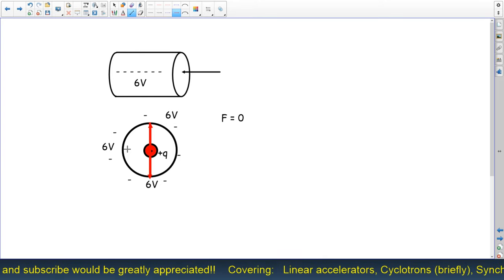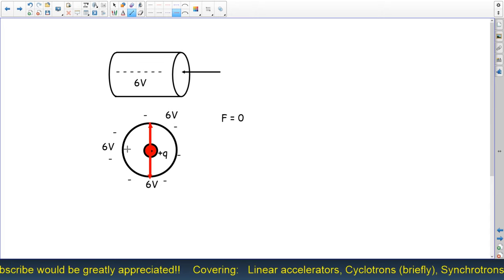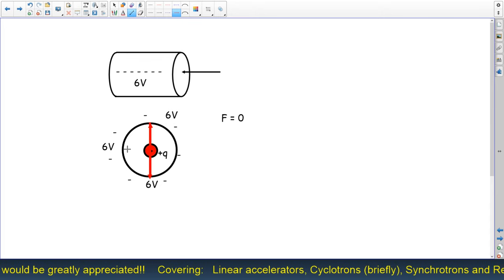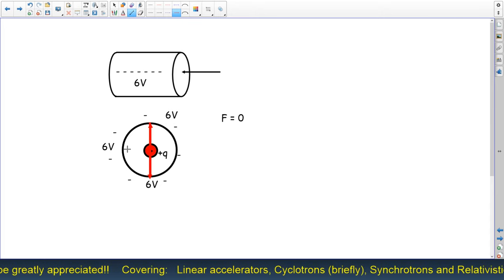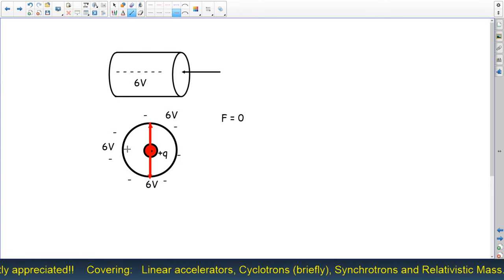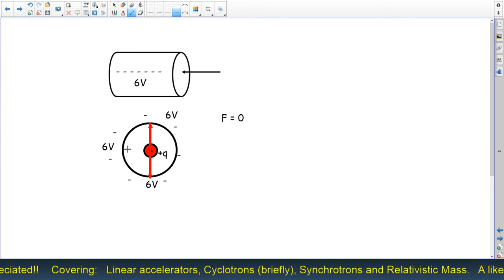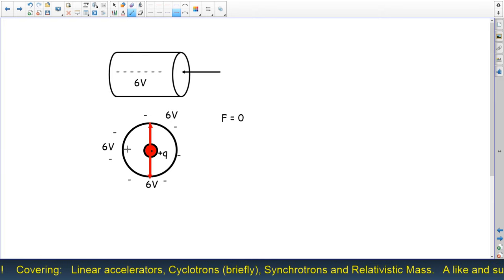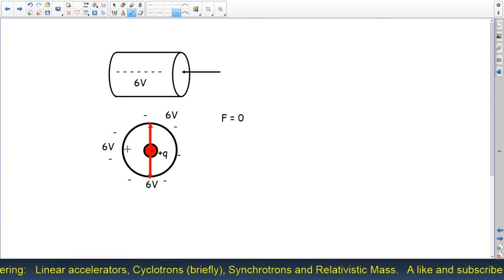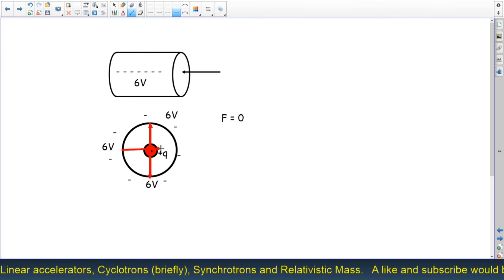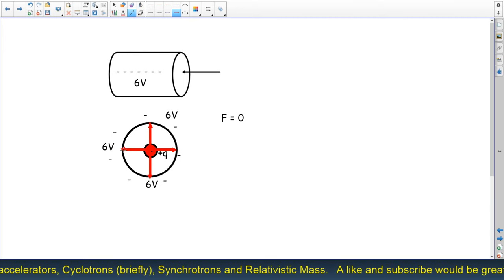Now, we're trying to accelerate this thing to a good fraction of the speed of light to smash it into something to maybe have a look at what's inside of it. So the likelihood of us being able to develop a voltage that will just rip it apart? You can develop voltages to rip apart molecules, certainly. But to rip apart actual atoms, not likely. Not likely. Okay, so any given direction is as likely as any other given direction.